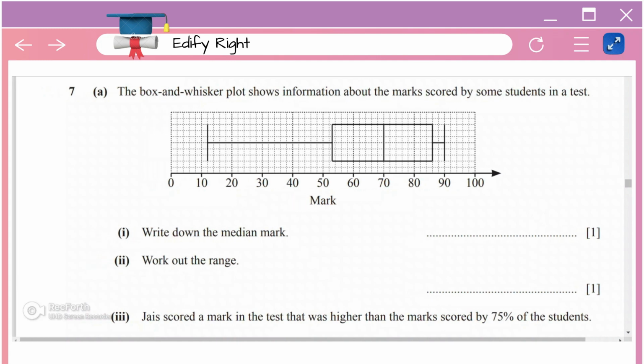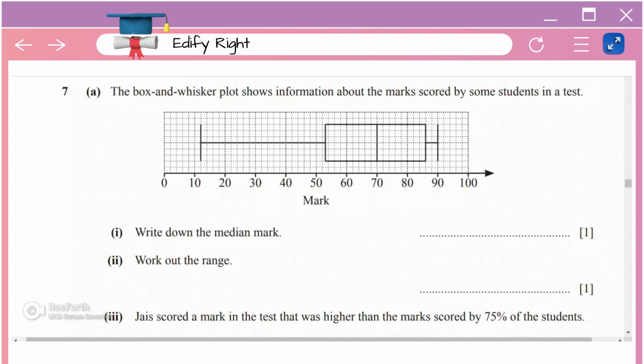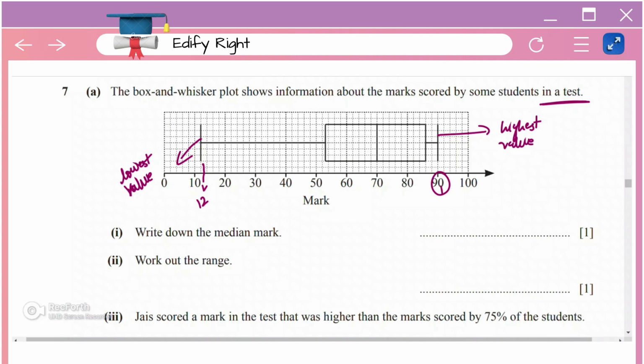Alright, so here we have a box and whisker plot which shows the information about the marks obtained by some students in a test. Let's just first discuss the significance of different lines in a box and whisker plot. So this line over here stands for the lowest value in the data. And this extreme right line stands for the highest value in the data. So out of all the marks scored by these students in the test, the lowest was 12 over here and the highest was 90.